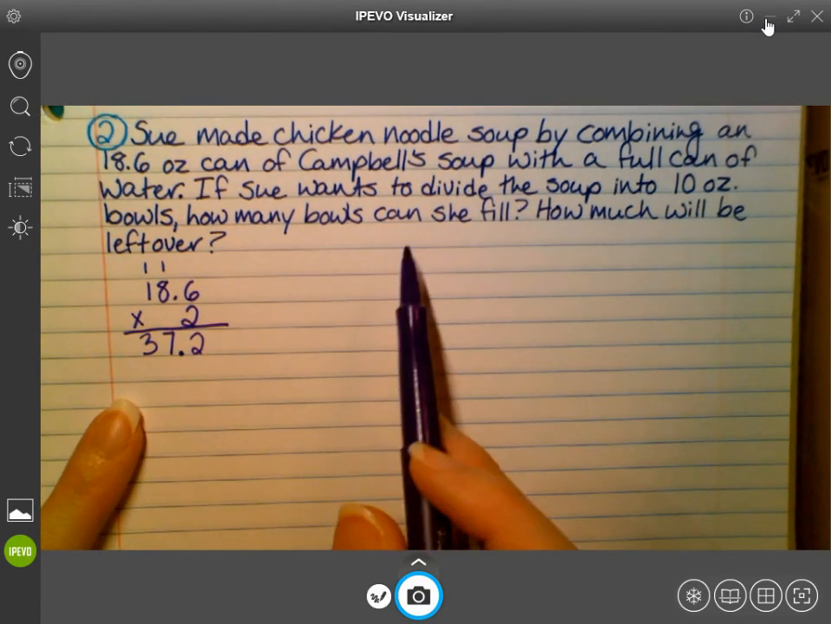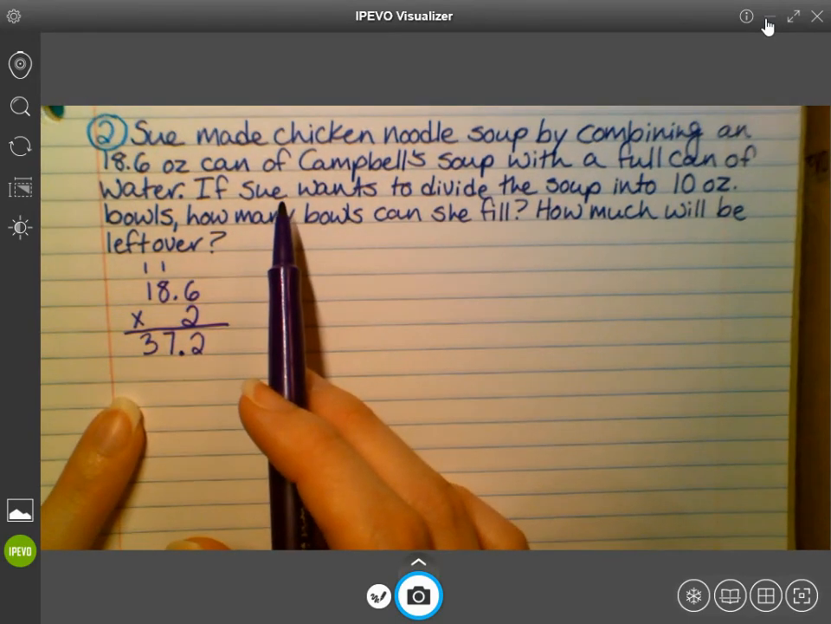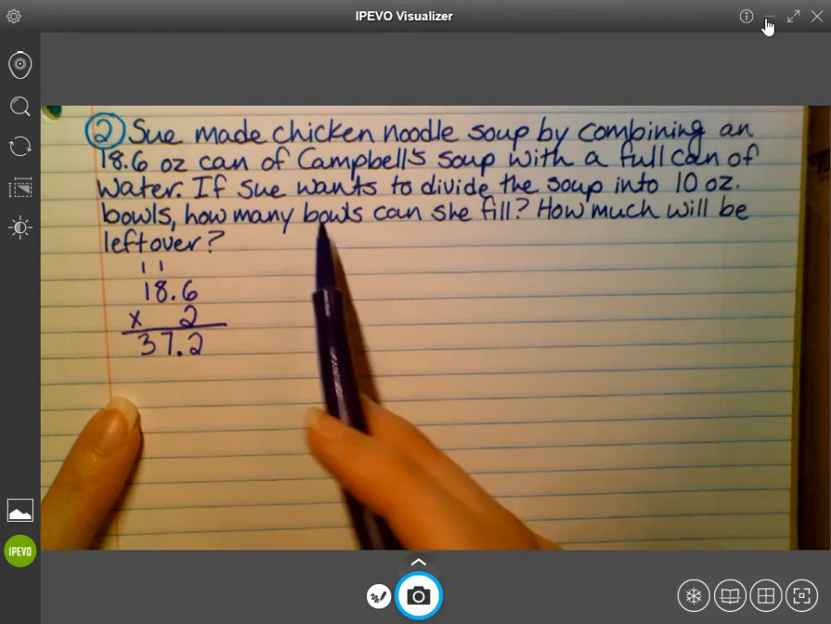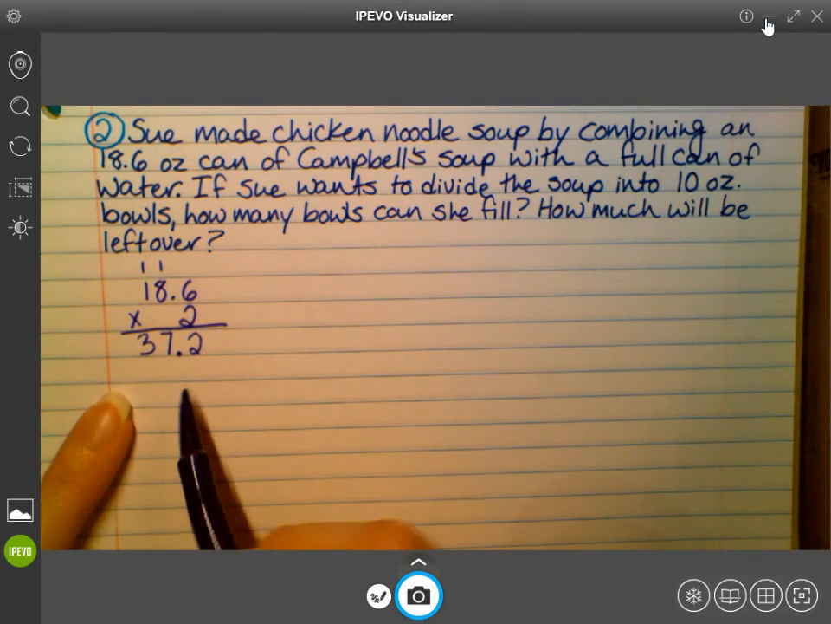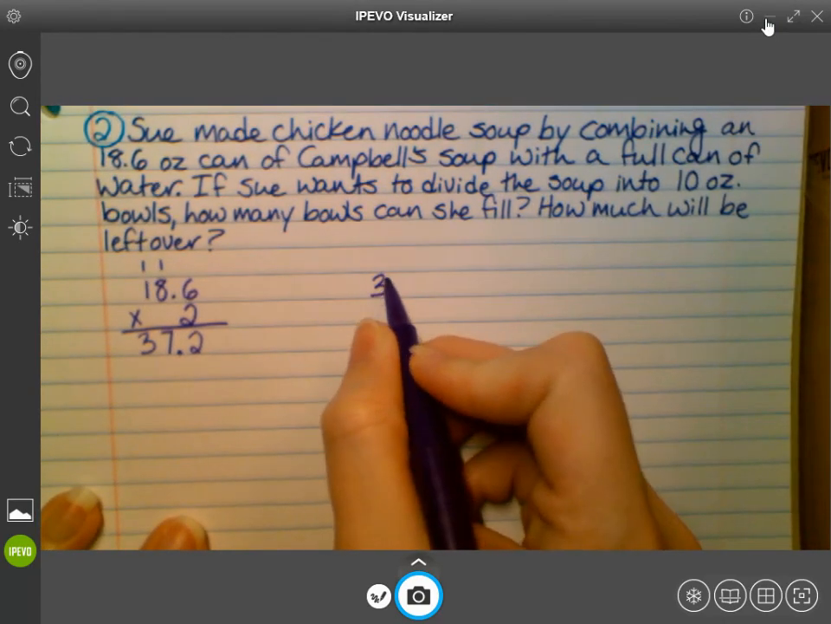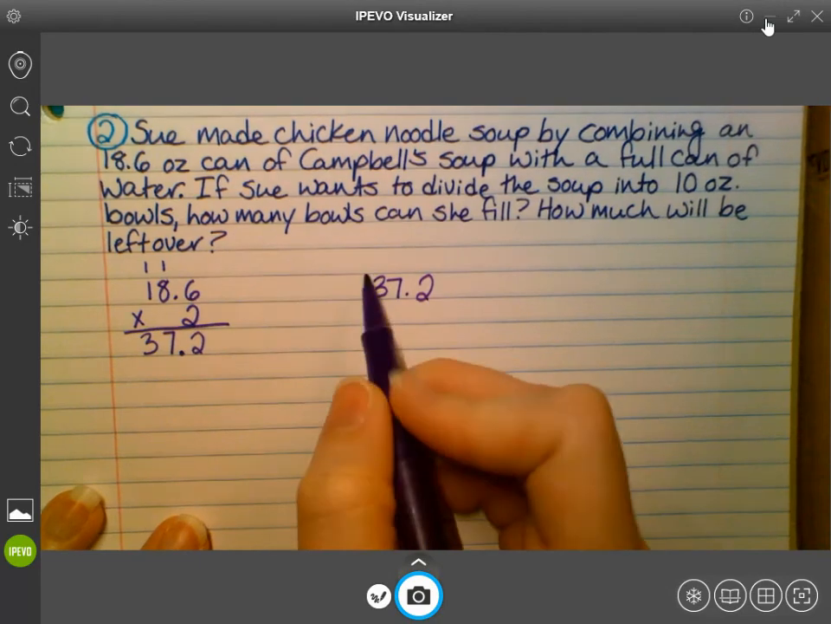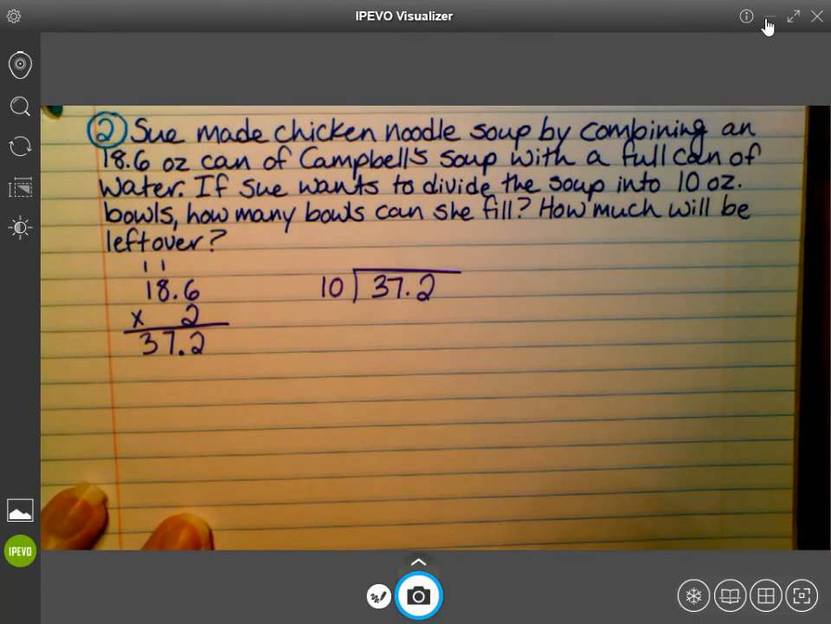Well, Sue wants to divide up the soup into 10-ounce bowls. So that means we need to see how many times 10 ounces goes into 37.2 ounces. We need to divide. So then I'm going to take 37.2 and divide it by 10. How many of you set up your problem the way that I did? Okay.